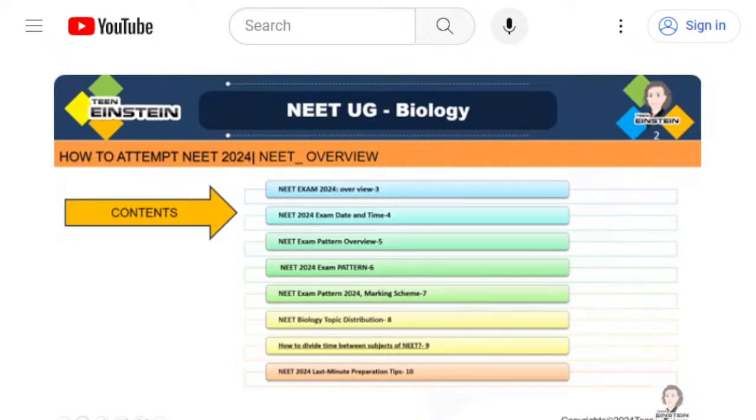Mainly we are going to discuss an overall pattern of this exam, then the exam date and time, the exam pattern, the mark distribution and marking scheme, then the biology topic-wise distribution, and how to divide your time. Time management is very important, not only for this exam but for all exams. And also last-minute preparation, what you should keep in your mind.